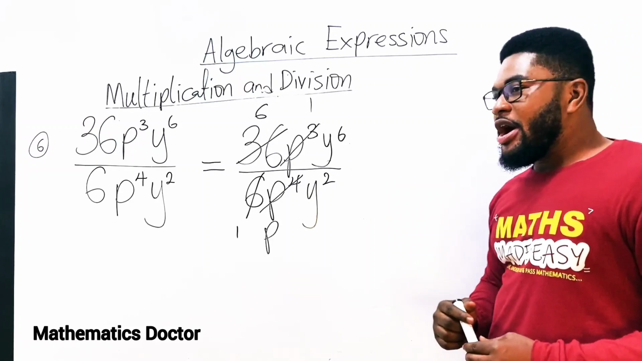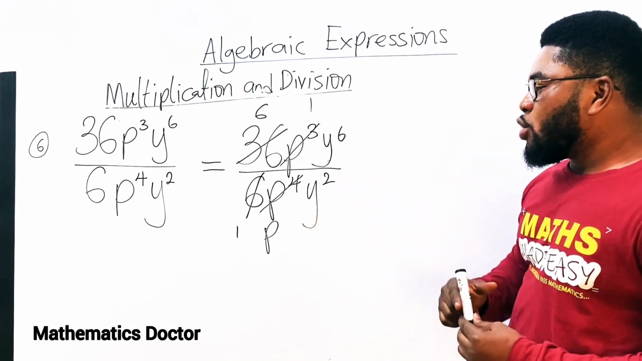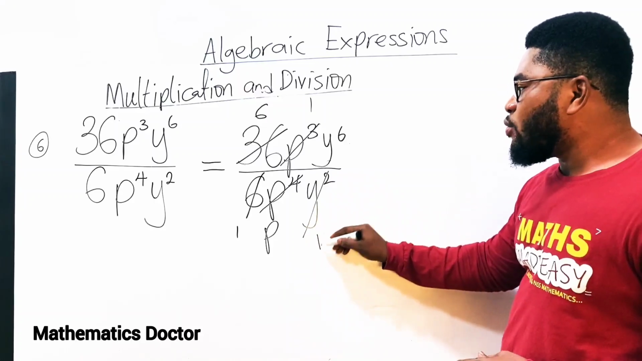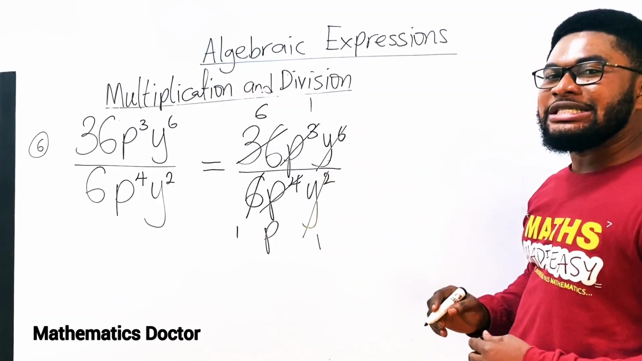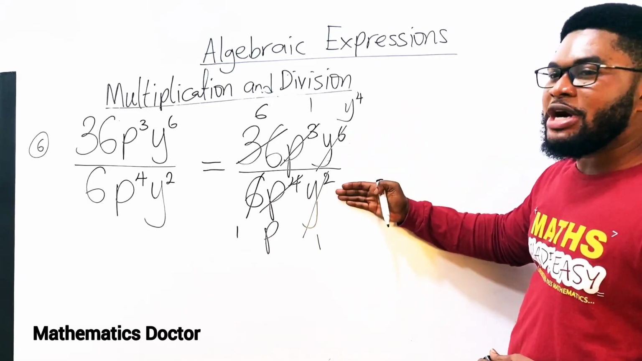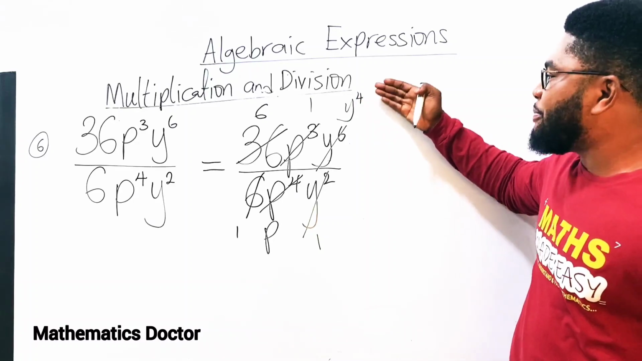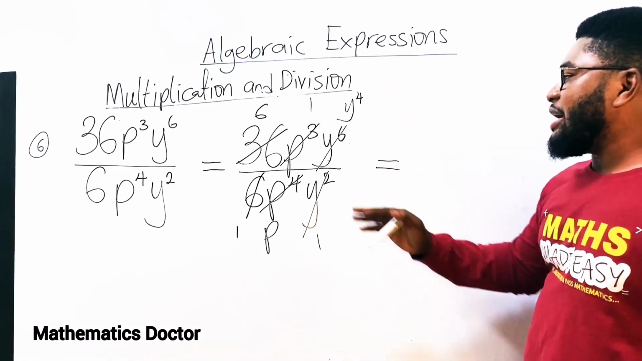Let's go to the variable y. The least power is y squared, so y squared will cancel itself 1 and cancel y raised to the power 6, y raised to the power 4, since the powers will subtract. So the power 6 minus power 2 will give us power 4. So y power 4. Now let's simplify.